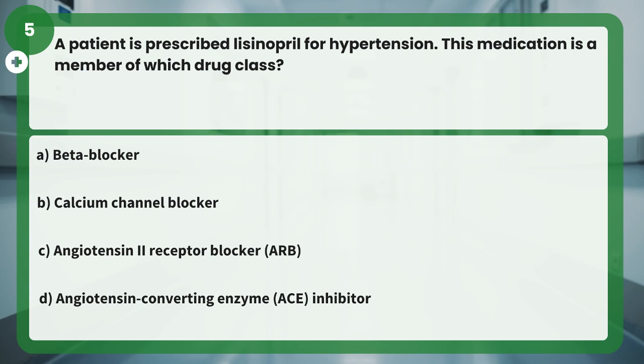Question 5. A patient is prescribed lisinopril for hypertension. This medication is a member of which drug class? A. Beta blocker. B. Calcium channel blocker. C. Angiotensin II receptor blocker, ARB. D. Angiotensin converting enzyme, ACE, inhibitor.